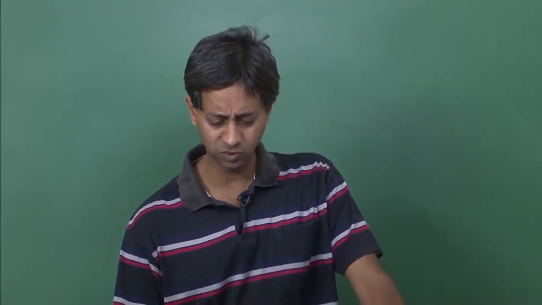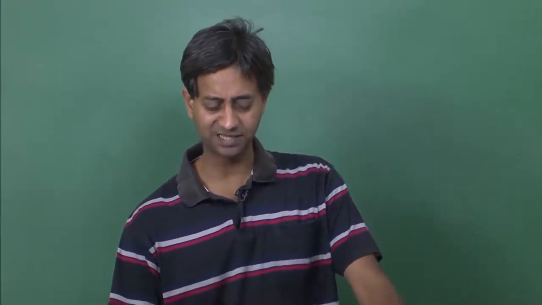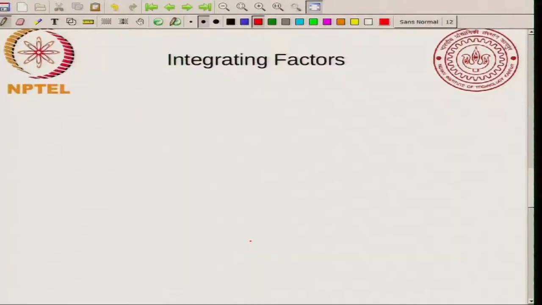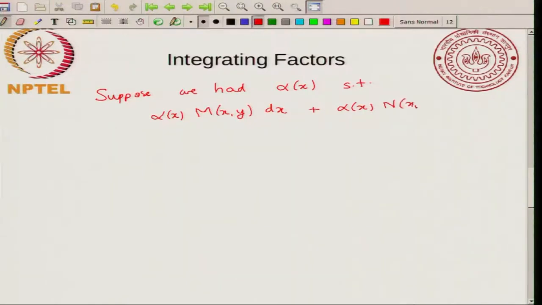Now suppose we had an integrating factor that depends only on x. Suppose we had alpha of x such that alpha of x times M of x, y, I am writing explicitly the dependence on x and y here, plus alpha of x N of x, y dy is exact.